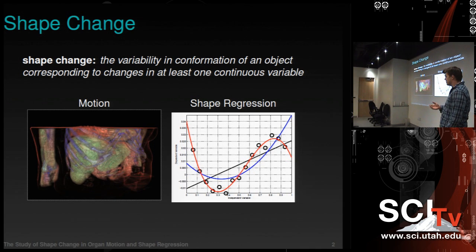If the variable is time, as measured in seconds or minutes, then we would call that motion. And here you see an organism moving in the torso. If it's time measured in age, and we're looking across the population, then looking for trends in that kind of data falls more into the realm of shape regression. And these are the two main applications of the work that I'm going to present today.